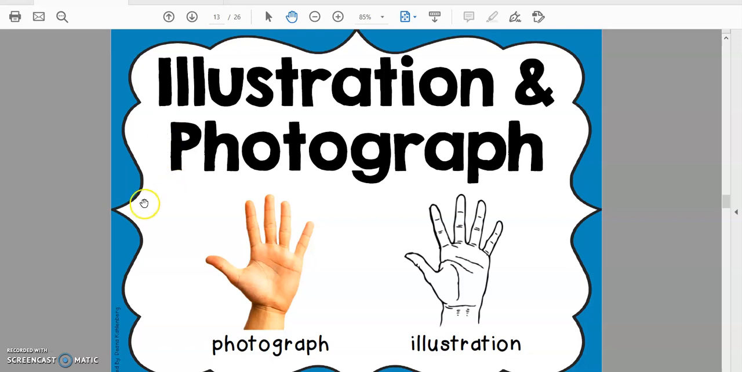Our next type of nonfiction text feature are illustrations and photographs. Here we see a photograph. Remember, that's a real picture that someone has taken with a camera. And over here we have an illustration. This means that this is a drawing that an author or an illustrator has done to show you what something looks like.